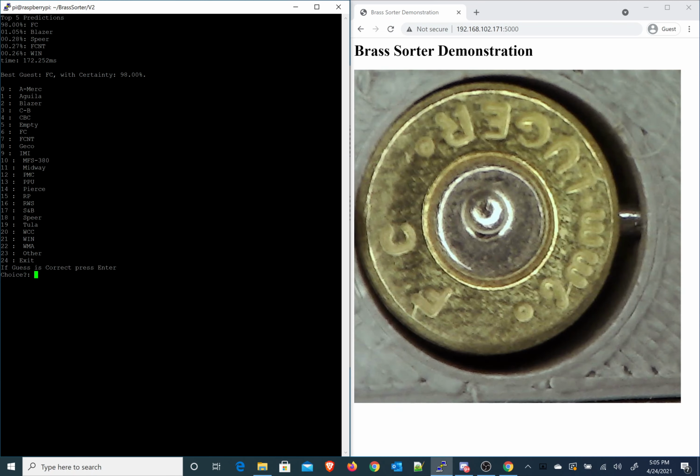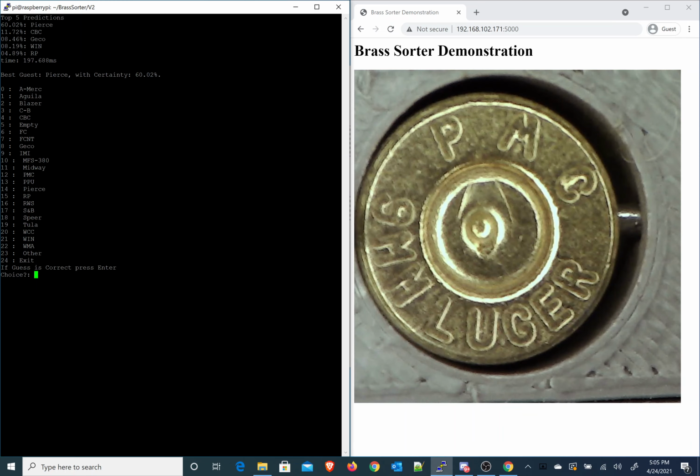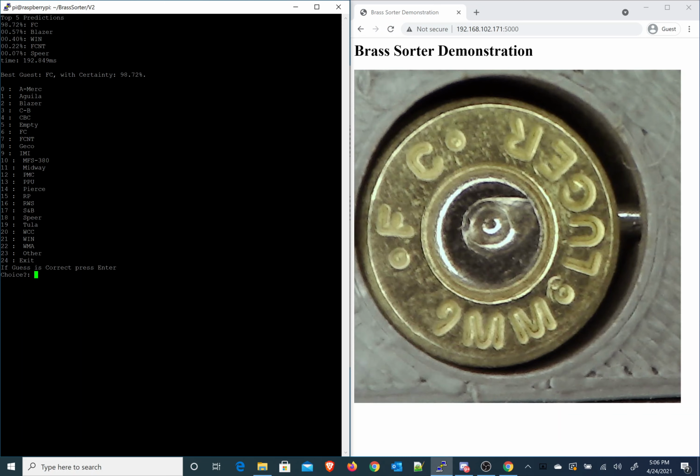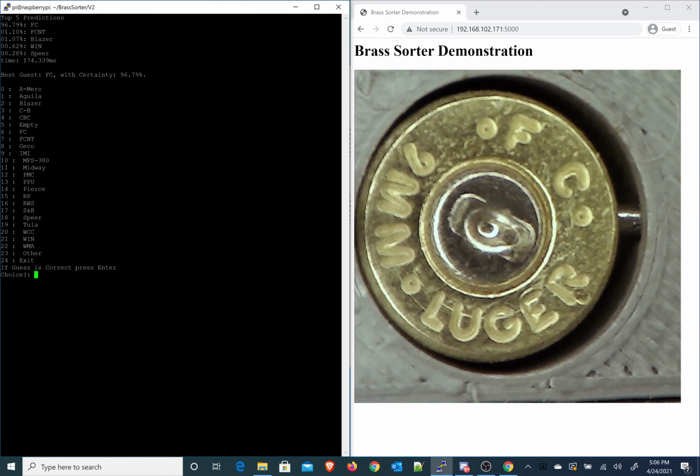Okay, here's another FC. It's kind of worn out, but it still was able to figure it out correctly. Another PMC, same thing. It's thinking it's Pierce again. As it sees more of this brass, as it gets better trained, it's going to get more accurate. But because it had that low probability match, it would have just gone into your mixed brass bin. I'll just take care of that in post.